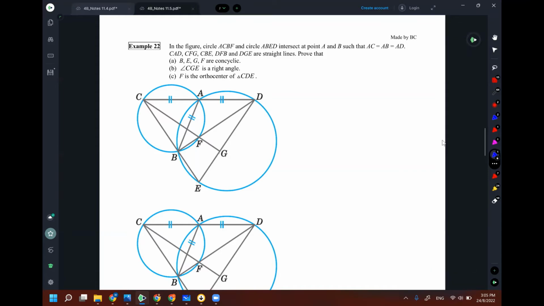Again, we have three ways. I'm going to use the second test. The second test is exterior angle and interior opposite angle. Now here I'm going to consider this angle and this angle. This angle is exterior. This angle is interior opposite. Let's find out if they're equal.